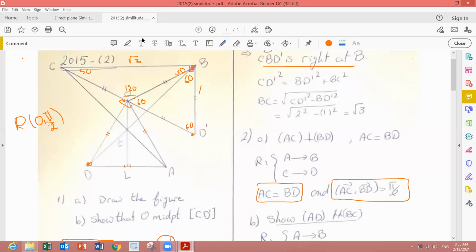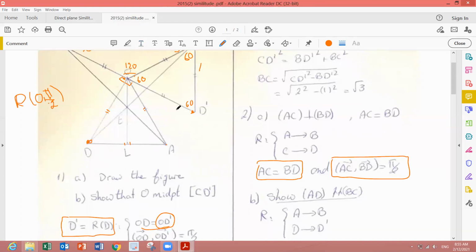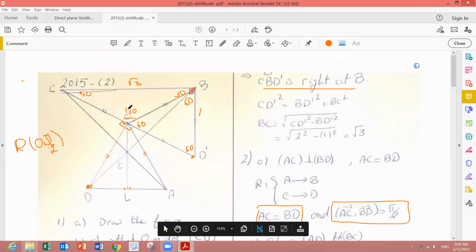Done, sir. Now we are going to show that AD is parallel to BC. How to prove two lines are parallel? How to prove AD parallel to BC?